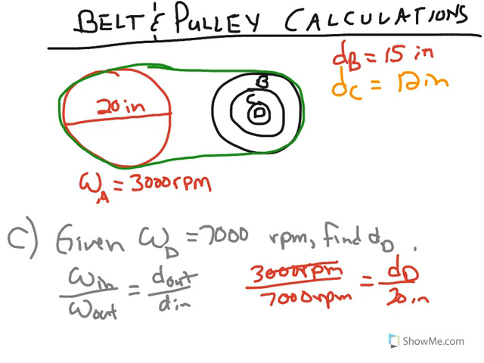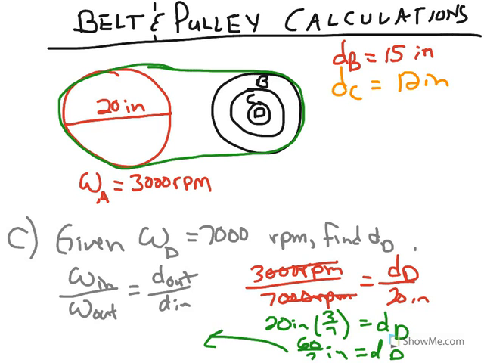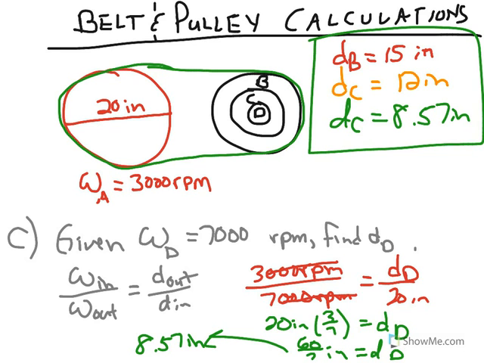Once again, the 1,000 revolutions per minute cancel. So we're left with multiplying both sides by 20. We get 20 inches times 3/7 equals the diameter of D. Nothing cancels here. 20 times 3 is 60. 60 divided by 7 is approximately 8.57. So that means the diameter of C is 8.57 inches. Pardon me, not C, the D. Diameter of D.